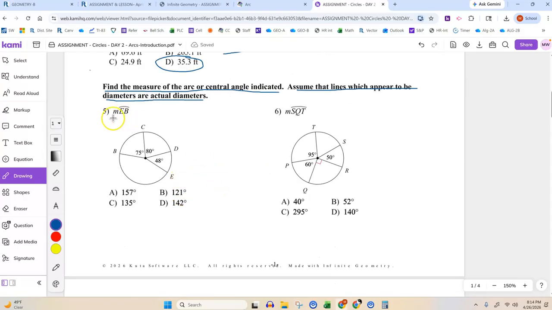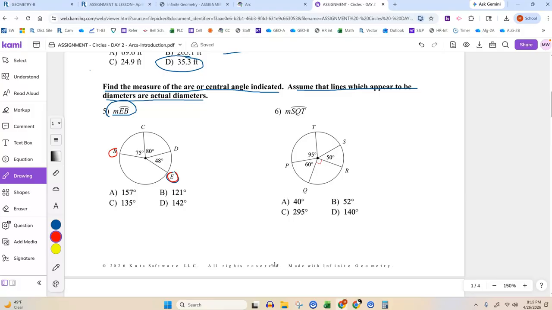Okay, what does this mean? This means the measure of EB is the measure of the arc from E to B. Where's E? E is right here. So we're going to start here, and we want to go from E to B. Now, here's a very important thing. Do I go all the way around from E to B, or do I go from here to here? Since we only have these two letters, it's called a minor arc, so we're going to go from E directly to B. We're not going to go through any points.